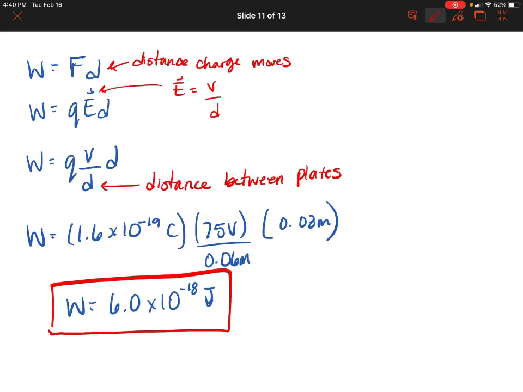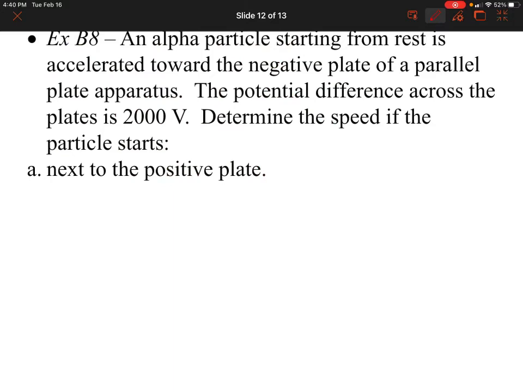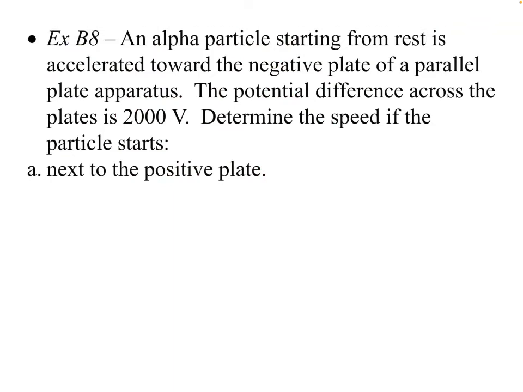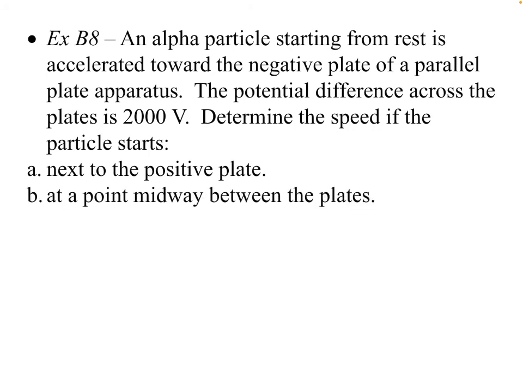Okay, let's do one more example. So we have an alpha particle. Alpha particle, remember, has a positive 2 charge. It's starting from rest. It's accelerated towards the negative plate, which makes complete sense because we know alpha particle is positive, so it's going to go towards the negative plate of a parallel plate apparatus. The potential difference across the plates is 2,000 volts. Determine the speed if this particle starts next to the positive plate at a point midway between the plates.